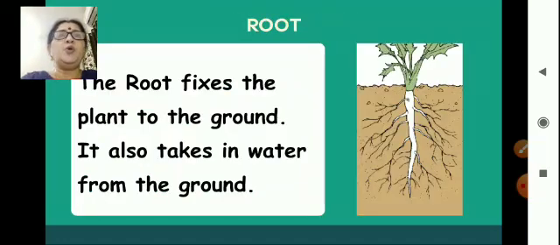The root. The root fixes the plant to the ground. It also takes in water from the ground. The root holds the plant in the soil. Roots bring water and nutrients from the soil to the plant. So the first part of a plant is root.